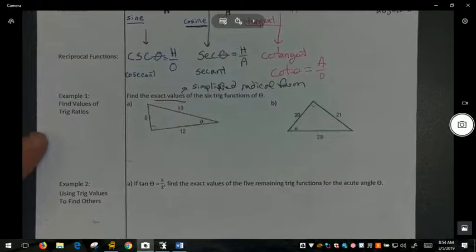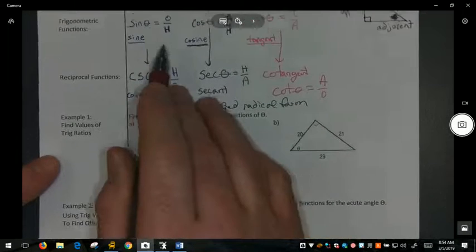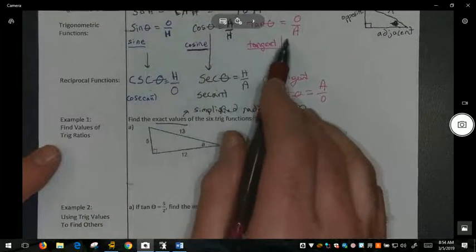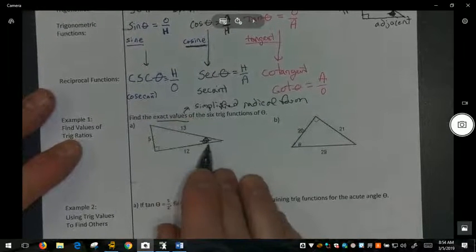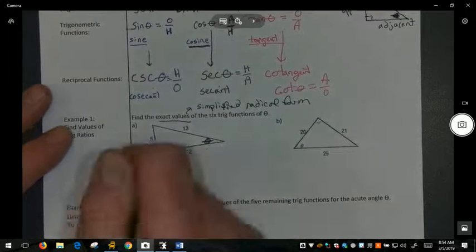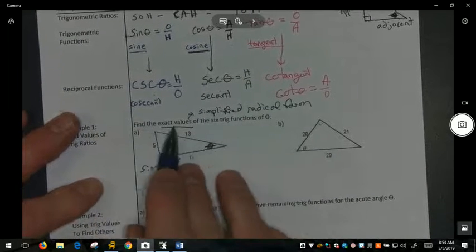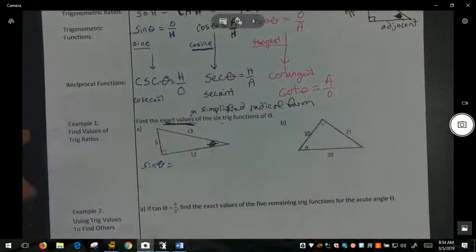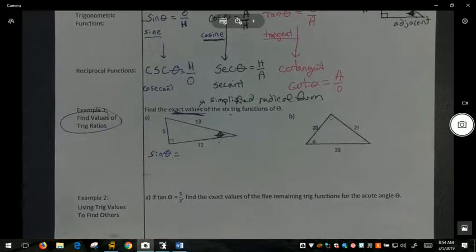Let's move on to example 1. We're asked to find the 6 trigonometric functions of theta. As I find sine, I will flip it to get cosecant. As I find cosine, I will flip it to get secant. As I find tangent, I will flip it to get cotangent. So with respect to this angle, theta, that's the Greek letter that we use to represent angles, the sine of theta, and all they want is the ratio. I'm not solving anything. They asked for the exact values, the ratio values, finding the values of trig ratios. They're not asking me to solve for a side. They're not asking me to solve for an angle. That's going to come later.